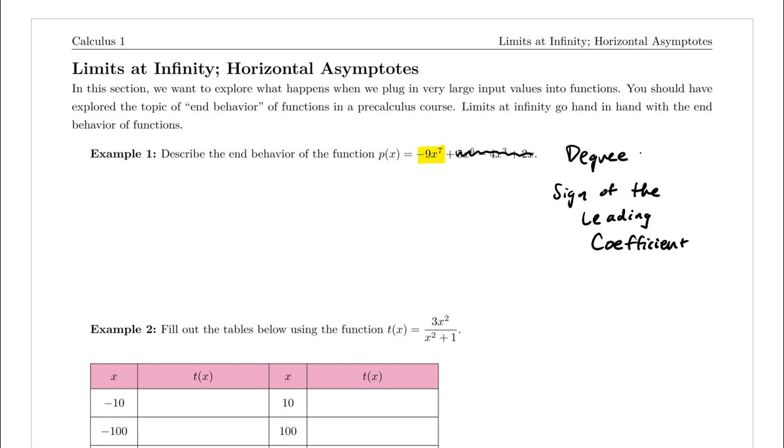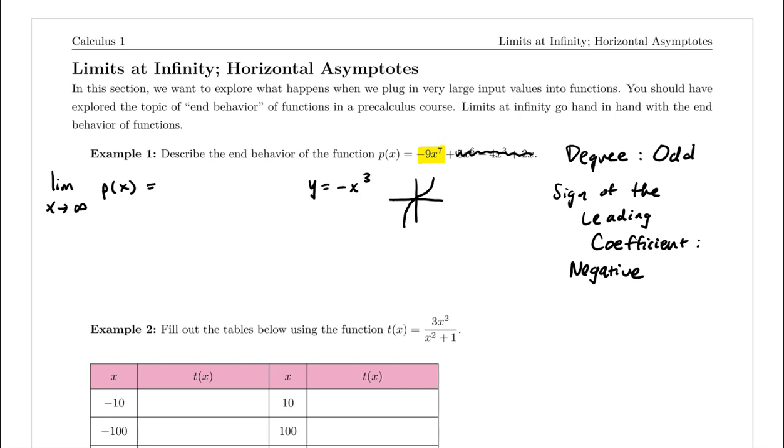In this case, our degree is 7, which is odd, and the sign of our leading coefficient is negative. When we're talking about end behavior, we're really talking about the limit as x approaches infinity of our function here. Because the degree is odd and the leading coefficient is negative, we can use something like y equals negative x cubed as a template. y equals x cubed normally looks something like that, but because we have the negative, it's reflected, so it would look something like that.